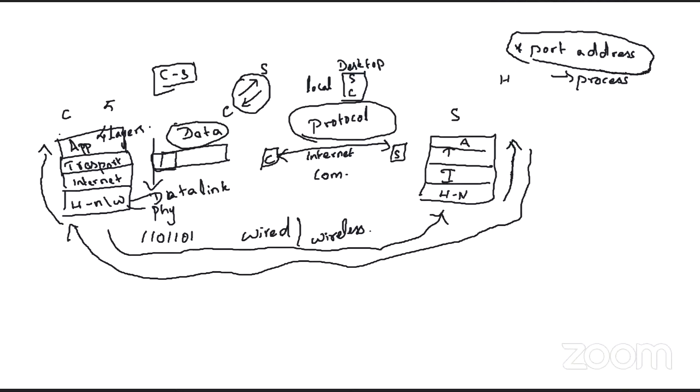So what is a port address? A port address is the address which is used for process-to-process communication, right? For example, if you are executing a particular application, and that application has to talk to the same application which is running on the server side, right? So that same port you have to execute.